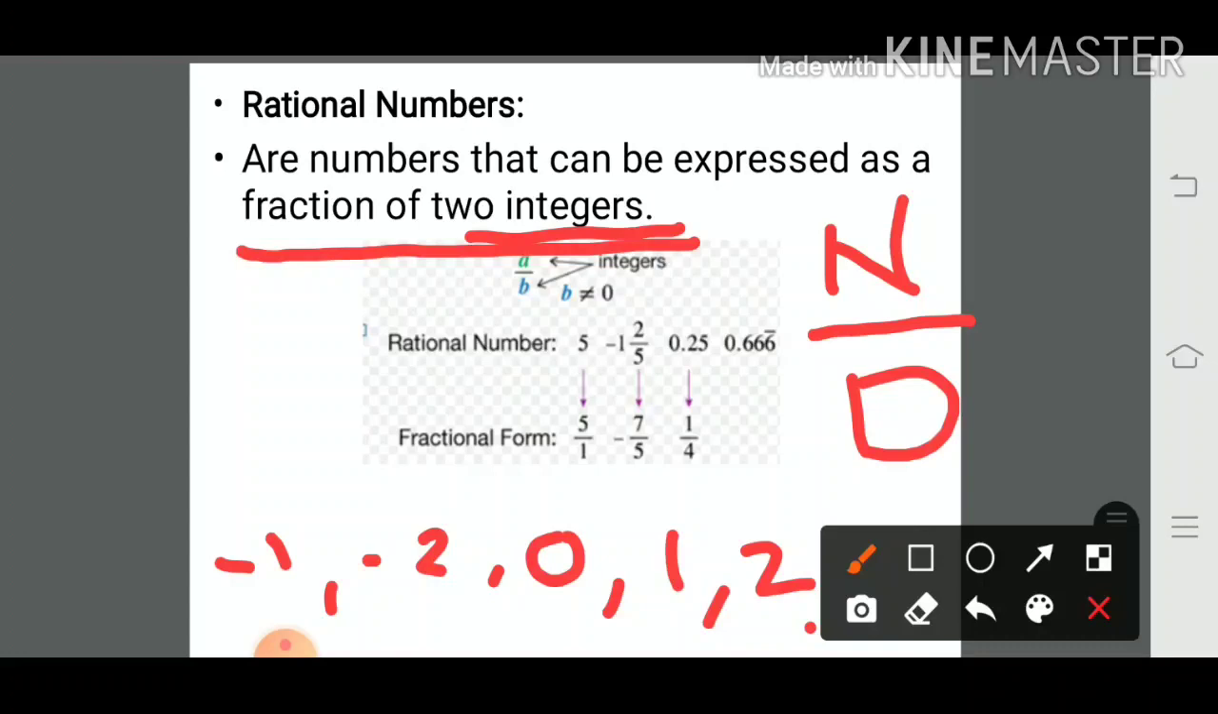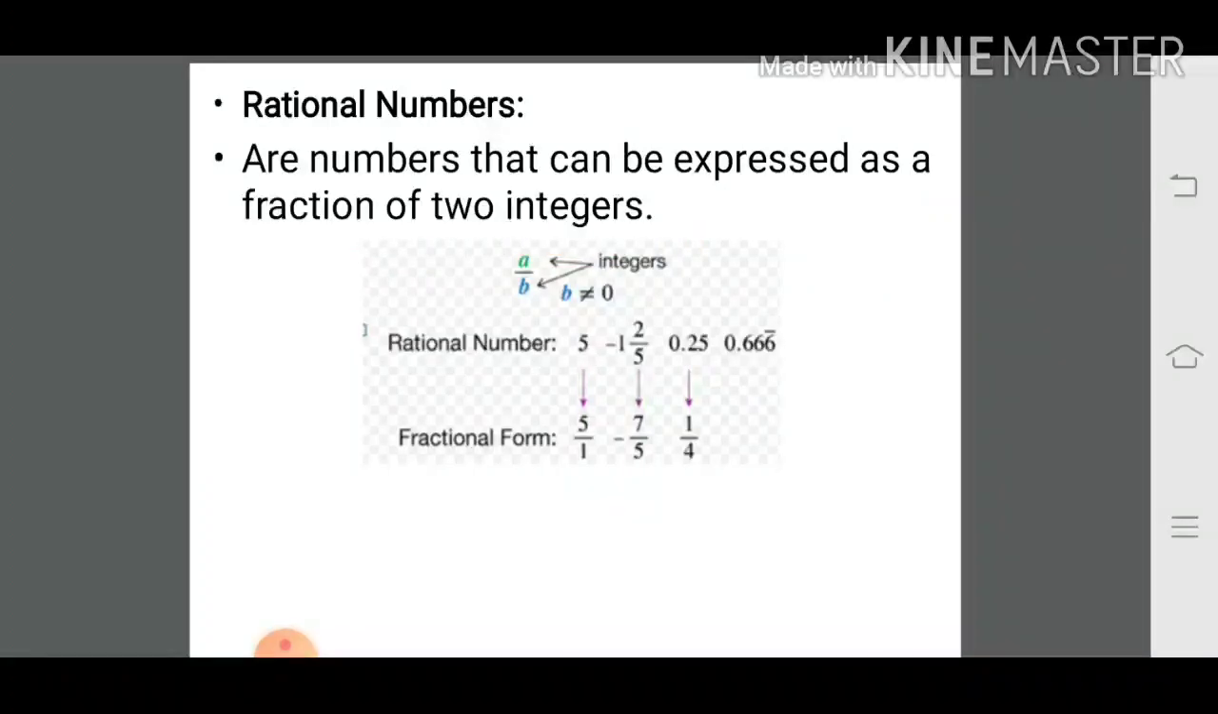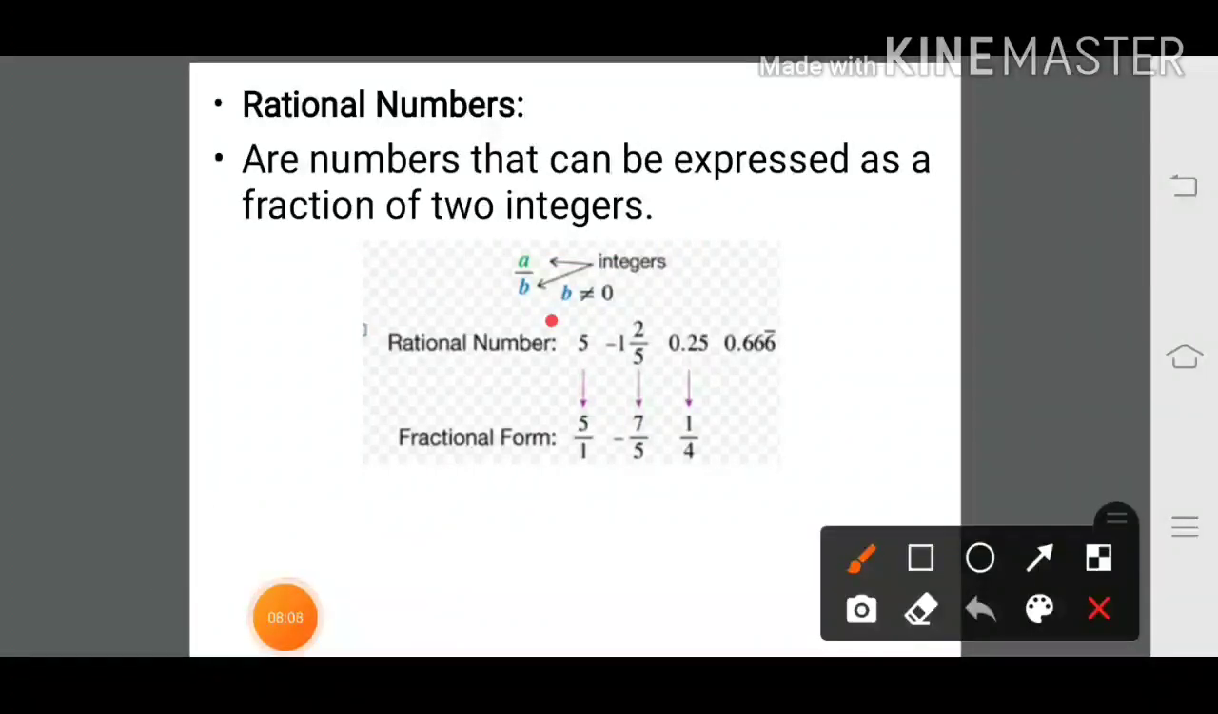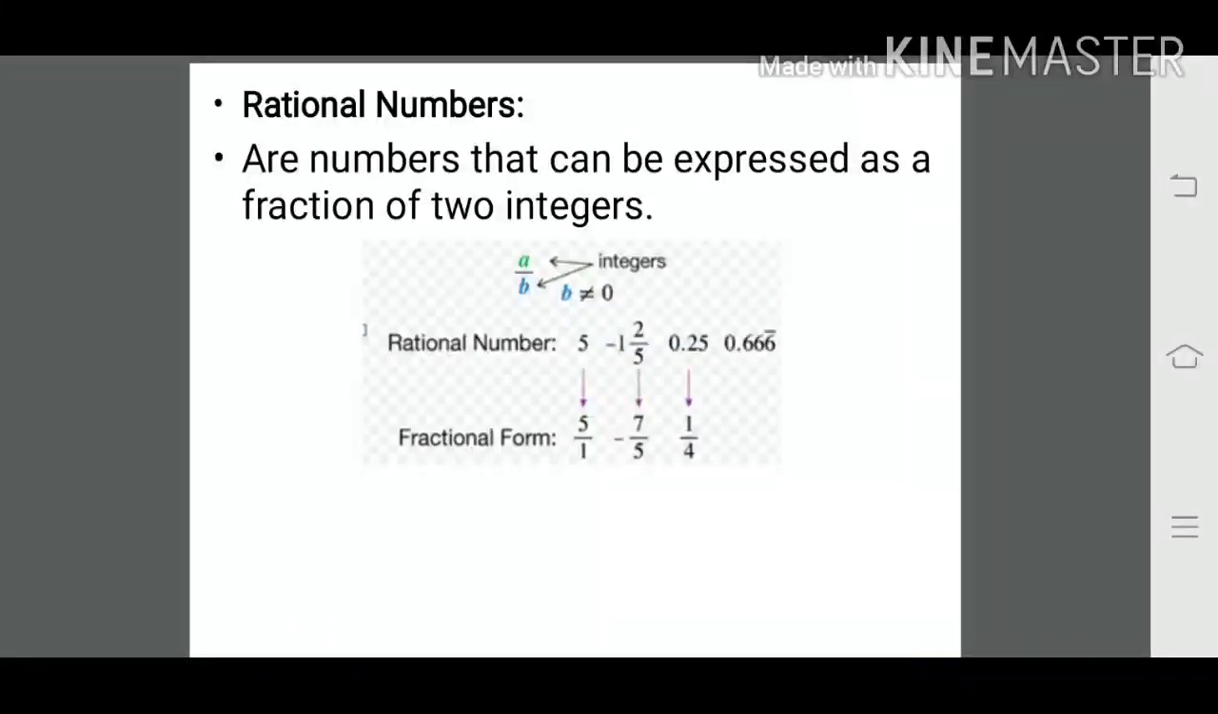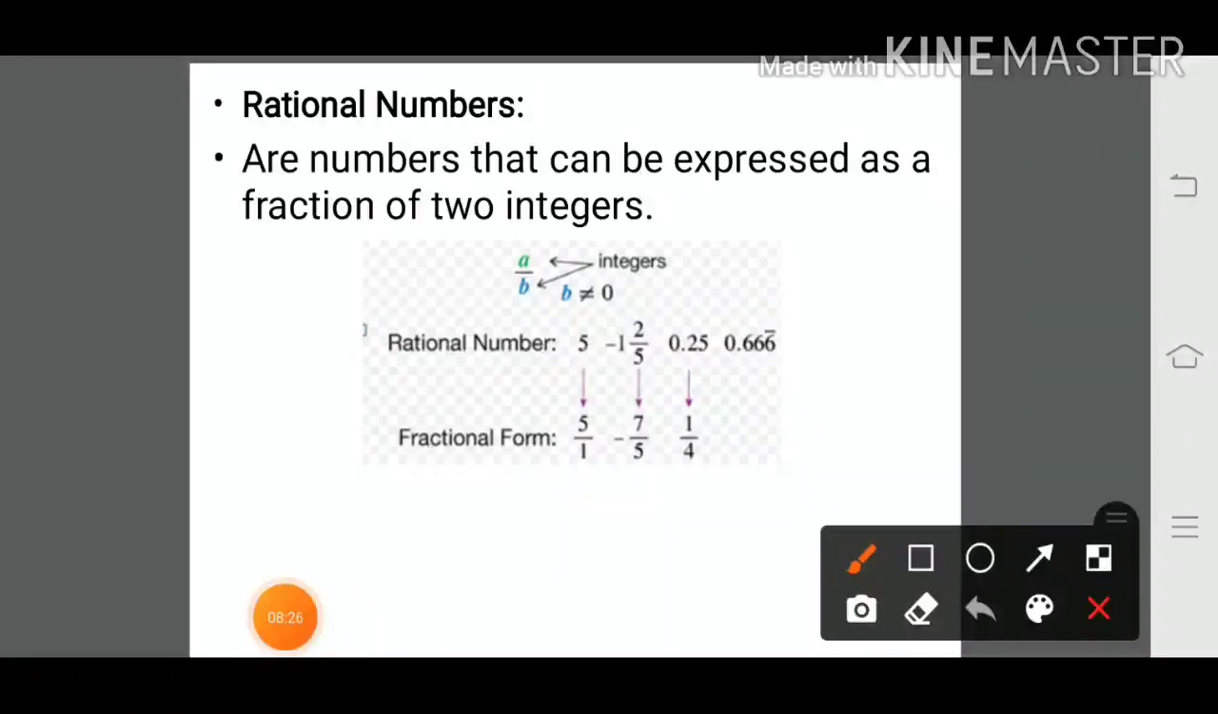Meaning the numerator and denominator values should be integers, but there is one very important condition. What is that condition? In a upon b, the denominator b should never be equal to 0. You have to remember, correct? In rational numbers, the denominator should never be 0, correct? Now I have shown some examples.